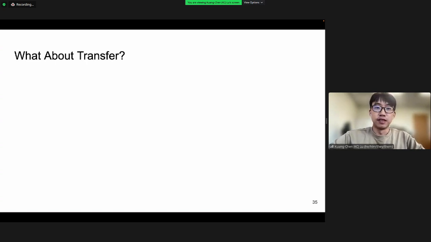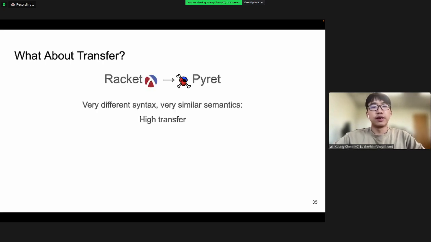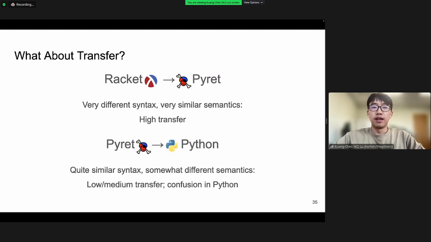So what about transfer? Recall we mentioned our co-authors' work on transfer initially. How do our findings compare? In the Racket to Pyret case, even though the syntax is very different, we find a very high transfer. This is not quite consistent with prior findings. In the Pyret to Python case, the semantic differences do indeed cause significant problems, consistent with prior findings. However, it is less clear whether this is due to the transfer of knowledge or just the difficulty of Python, especially in confusion about printing and returning values.